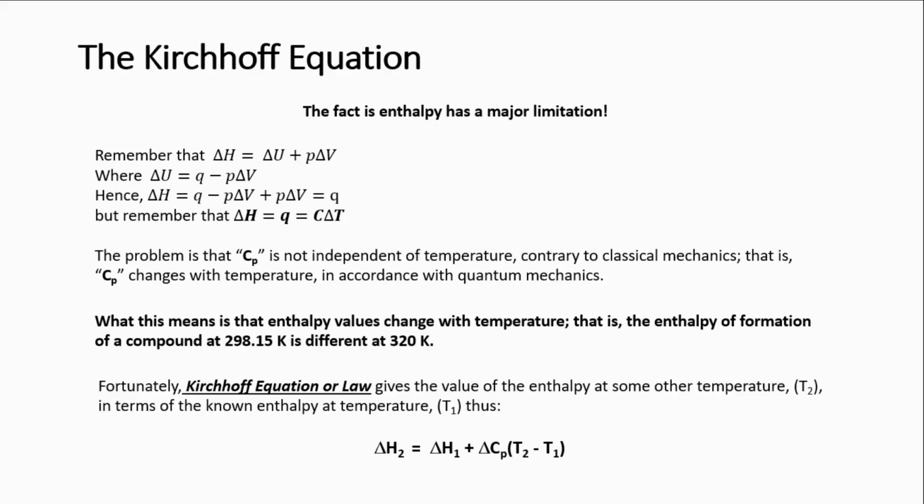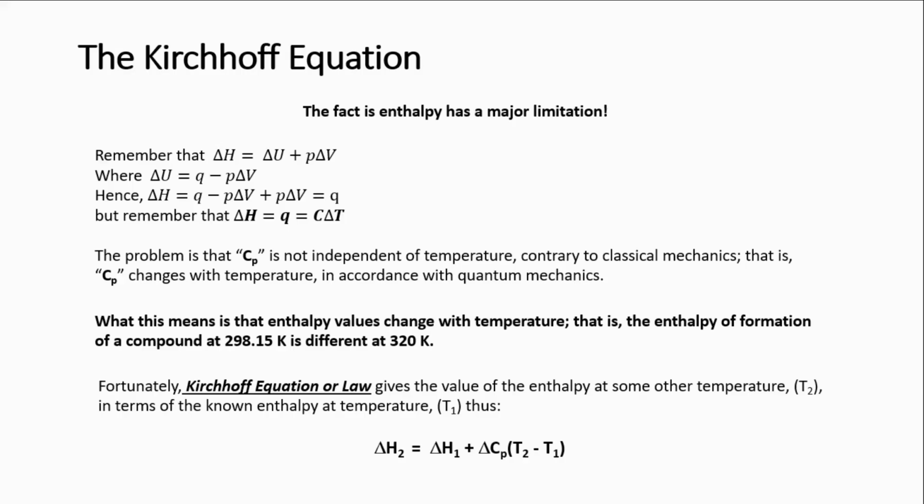Where delta U, of course, is equal to Q minus P delta V, P delta V being the work component. Hence, delta H could be equal to Q minus P delta V plus P delta V, where delta U has been substituted by Q minus P delta V. Therefore, we can see clearly that delta H is equal to Q, especially at constant pressure.